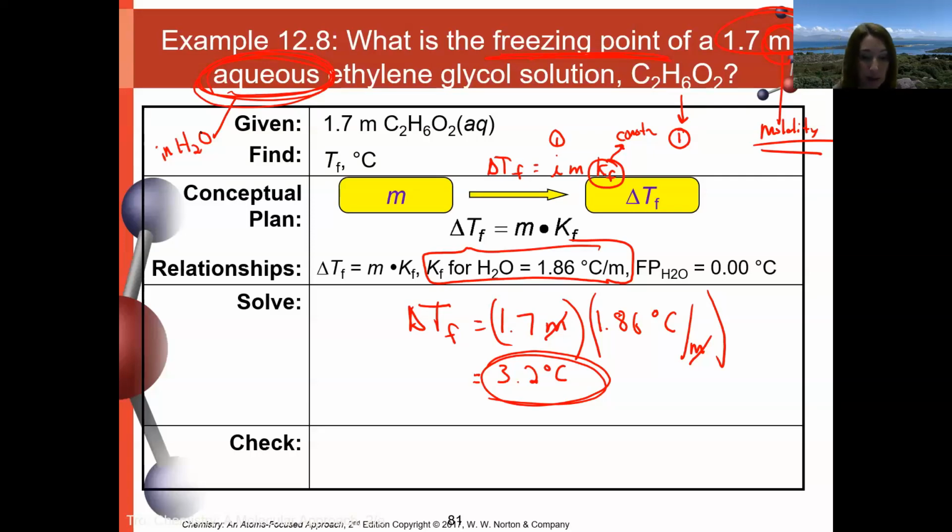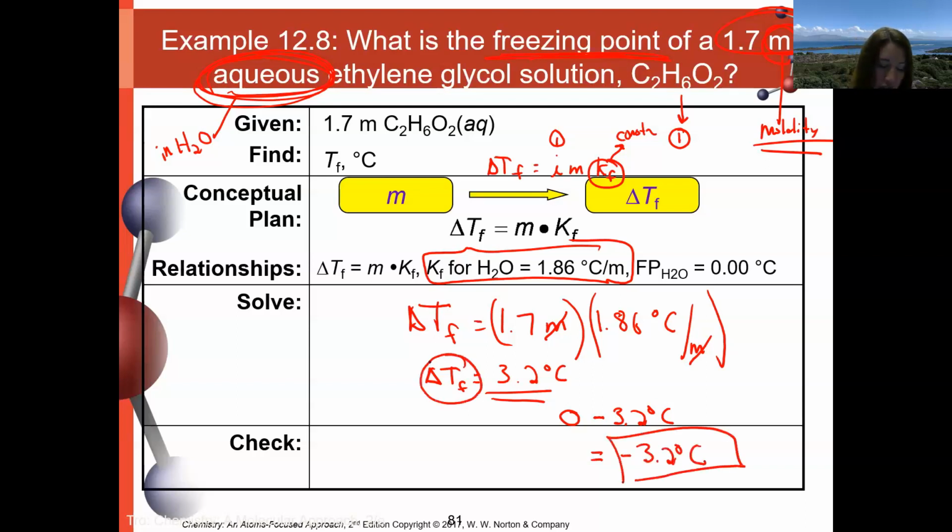This is a freezing point depression. So our change in our freezing point is 3.2 degrees Celsius. So if water freezes at 0, it's going to go down by 3.2 degrees Celsius. So our new freezing point is negative 3.2 degrees Celsius. Remember, this is the change in, this is how much it goes down.